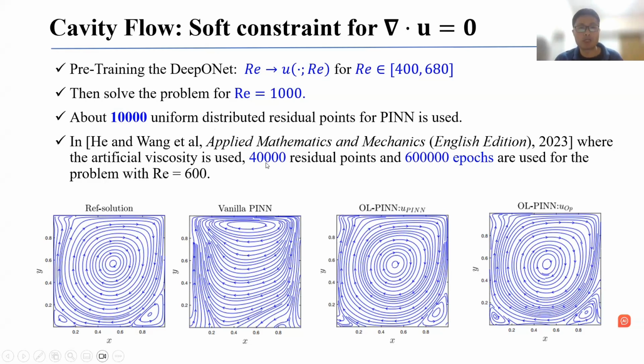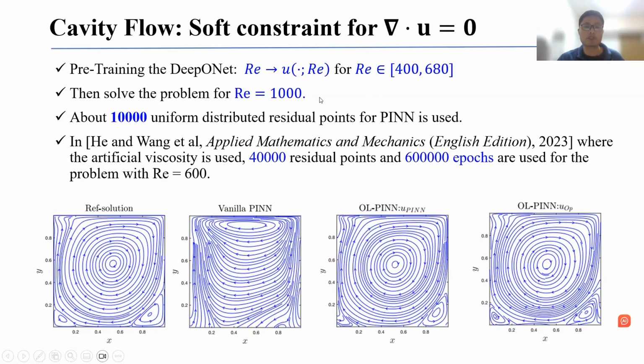Let's compare with the one by Zhicheng, who used 40,000 points. So this is the reference solution. If we use the vanilla PINN, we cannot get the right solution. But using our methods, this is the two outputs of the two neural networks. For this case, the cavity flow, the output of the PINN is better. Here we can learn the vortex. So this is for the soft constraint for the divergence-free condition.